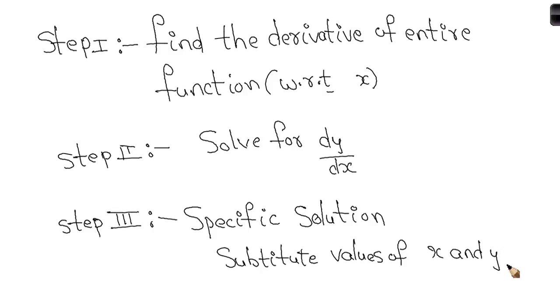So let me repeat the steps. An implicit function is a function in which y cannot be expressed explicitly in terms of x. And what is the process for implicit differentiation? First, find the derivative of the entire function with respect to x. Then the second step is to solve for dy by dx. And third step, if required, find the specific solution by substituting the values of x and y. Let me solve 1 or 2 examples so that you get an idea. Then I will give you a good number of questions for practice.